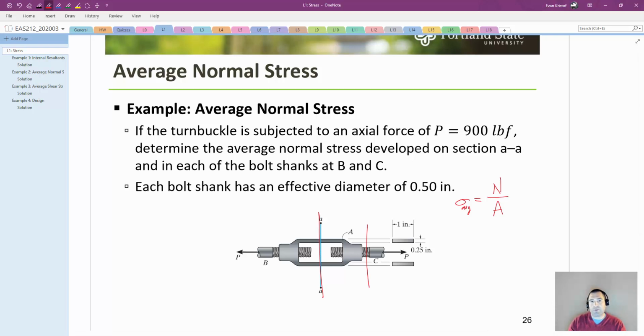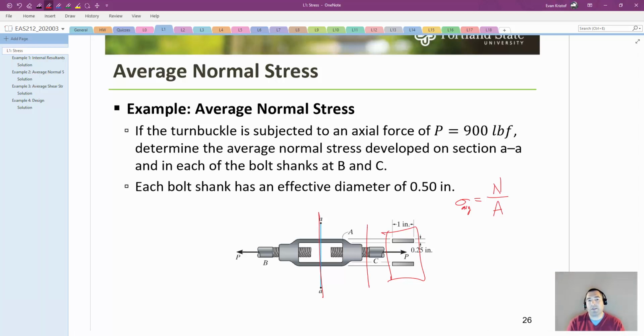And for the bolt, it's pretty straightforward. You know the bolt's going to be carrying the entire force P, so it's just the normal force P divided by the cross-sectional area of that bolt, pi r squared, pretty easy to do. When you get to the turnbuckle, this is the cross-sectional view of the turnbuckle. You've got some rectangle on the top, some rectangle on the bottom. How do you deal with that?